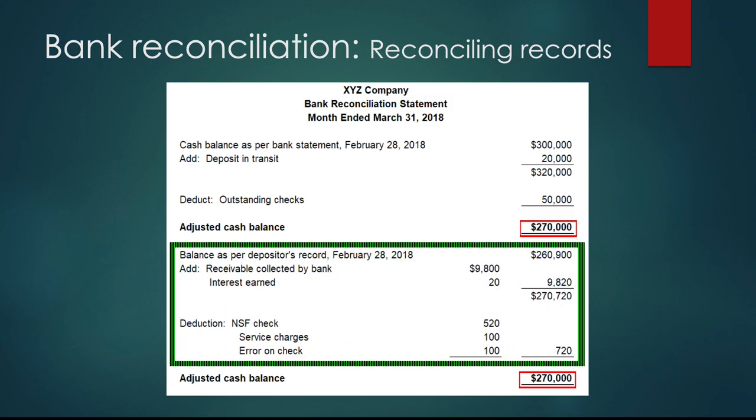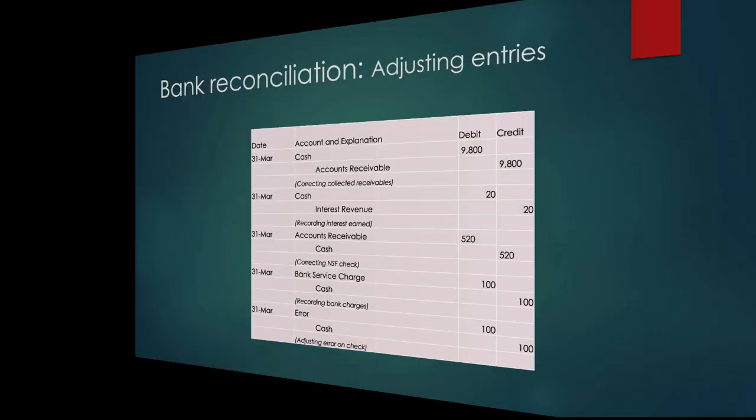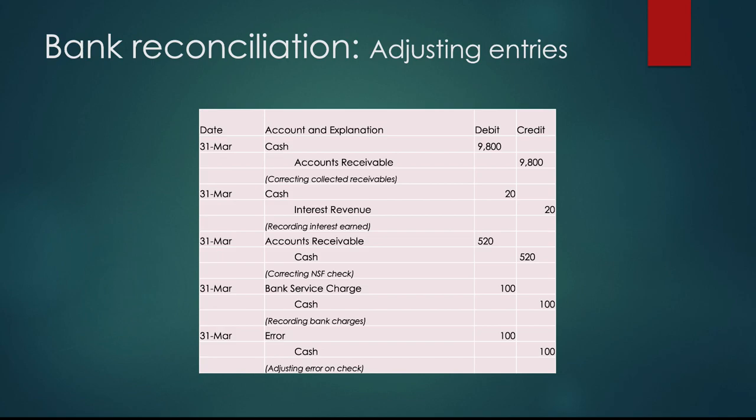So, the company now needs to write adjusting entries to reflect the changes to the records identified in the second step. You can pause the video now to see the required transactions.